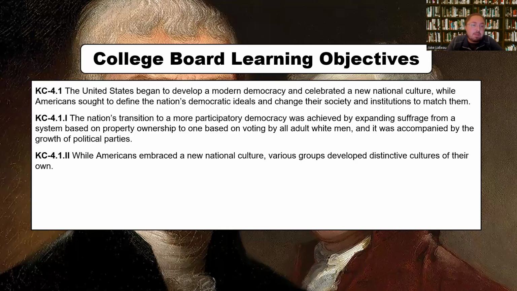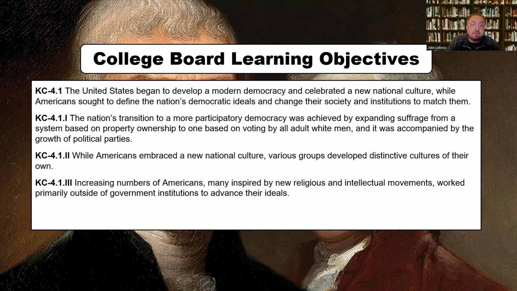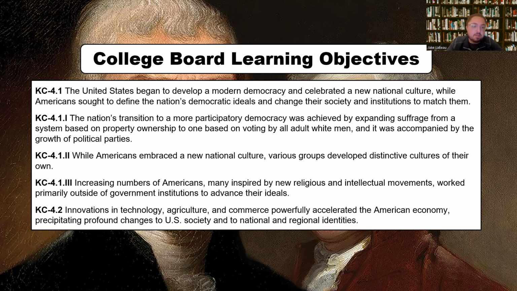So, systems based on property ownership gave way to one based on voting by all adult white men, whether you own property or not. You can still participate. And it was accompanied by the growth of political parties. While Americans embraced a new national culture, various groups are going to develop their own distinctive cultures based on their geographical locations. We're going to call this regionalism and sectionalism, depending on their location. Increasing numbers of Americans, many inspired by new religious and intellectual movements, worked primarily outside of government institutions to advocate their ideas, and this is going to be very successful.